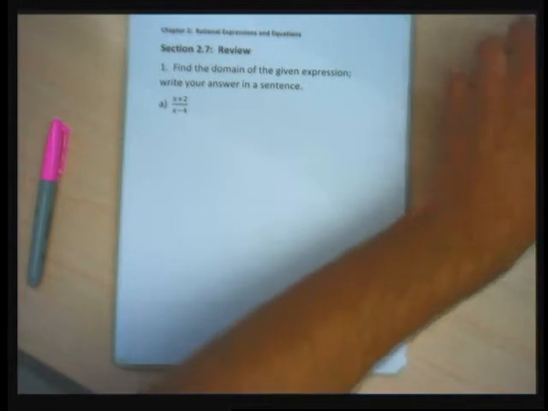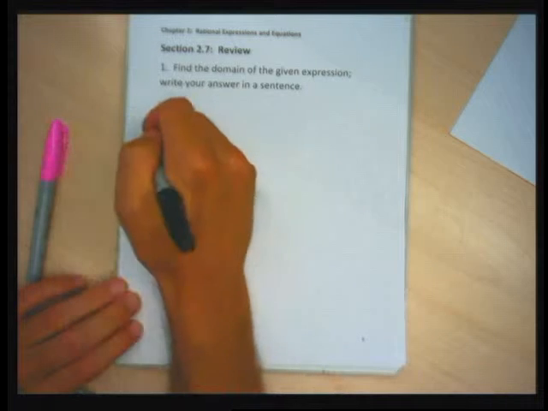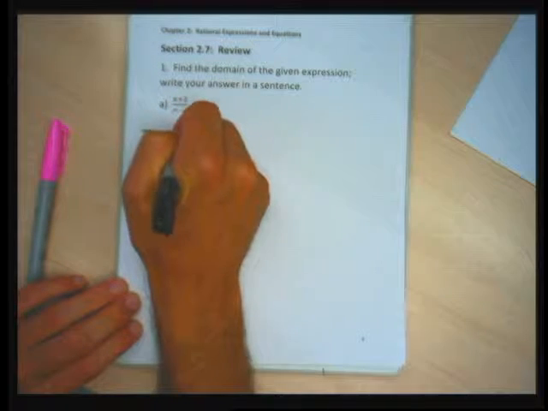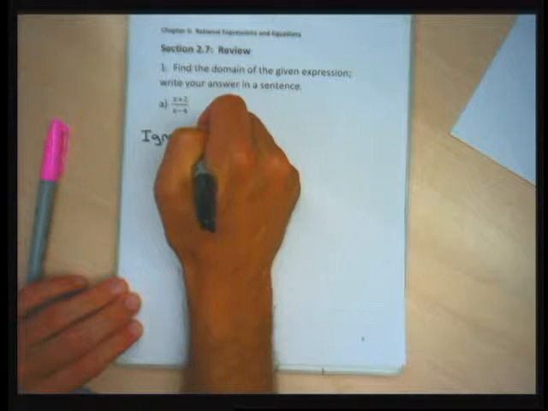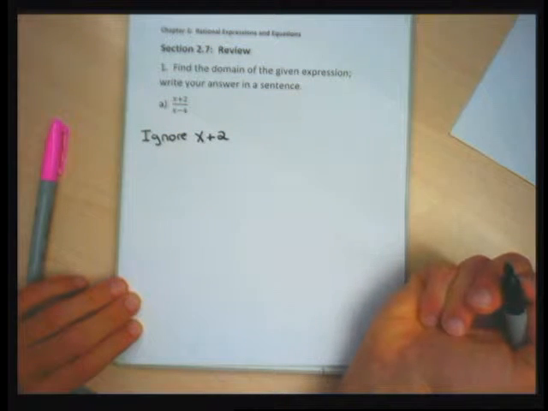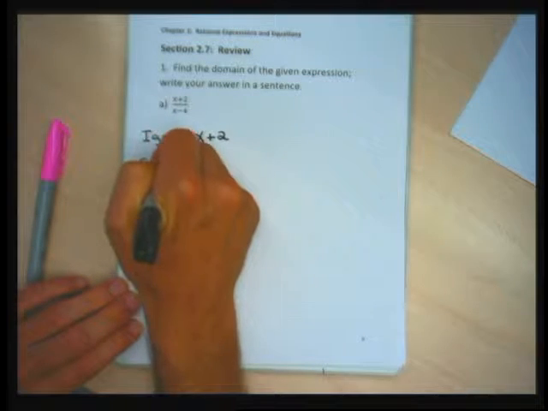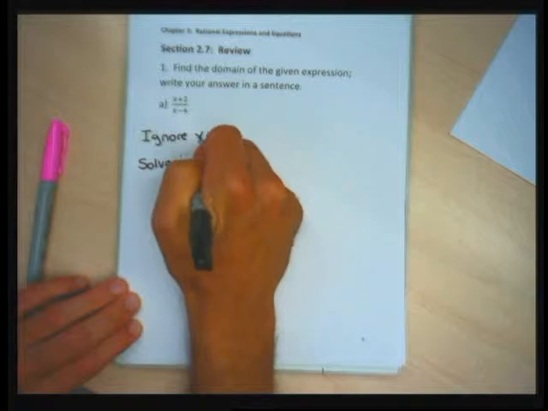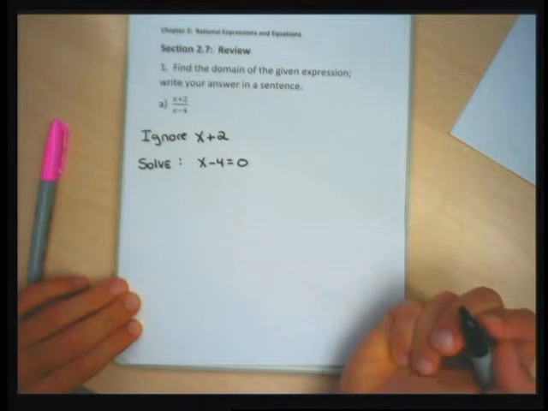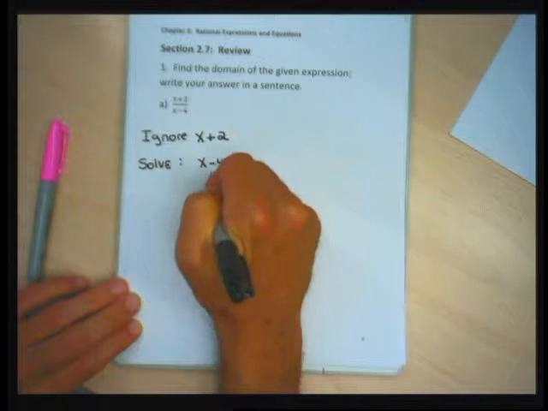So let me see what I could do here. Question 1 wants me to find the domain. I did a few of these throughout the chapter. And anytime I'm asked to find a domain of a fraction, I always have to ignore the numerator. If you do anything with the x plus 2, you're going to get a number that doesn't belong in the answer. For all domain questions of fractions, I'm going to set the denominator equal to 0, and that's going to give me a number that goes in my answer when I solve that, but it's not going to give me the whole answer.